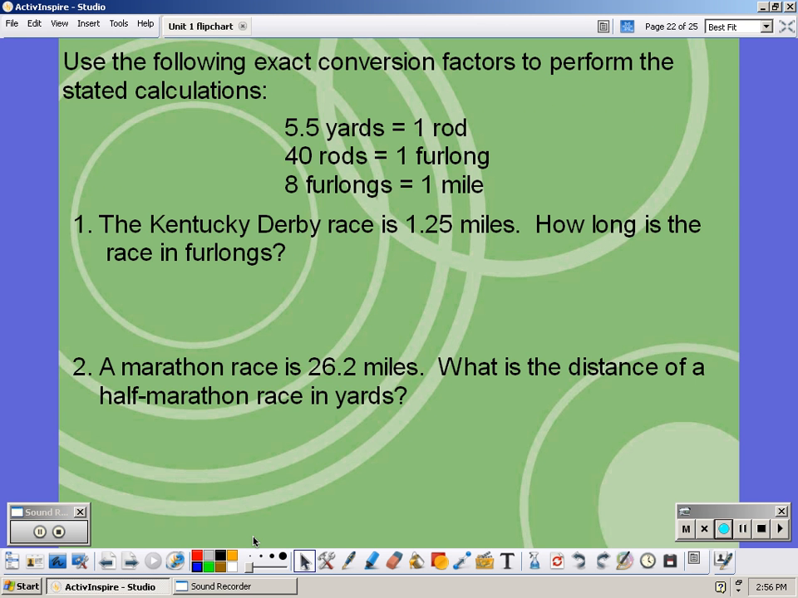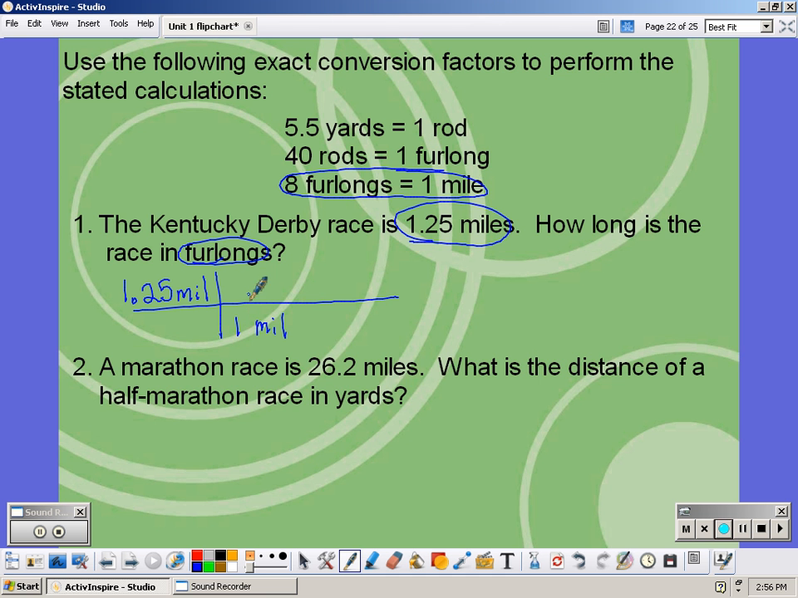Alright, so use the following conversions to perform some calculations. The Kentucky Derby race is 1.25 miles. So there's my given. How long is the race in furlongs? That's the unit that I want to convert miles to. So I start with my given. Set up my conversion factor, miles on the bottom. Then I can look up here and see that 1 mile is 8 furlongs. Miles cancel, telling me my answer is going to have a unit of furlongs.